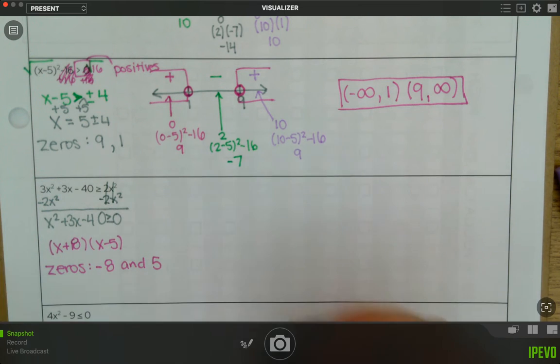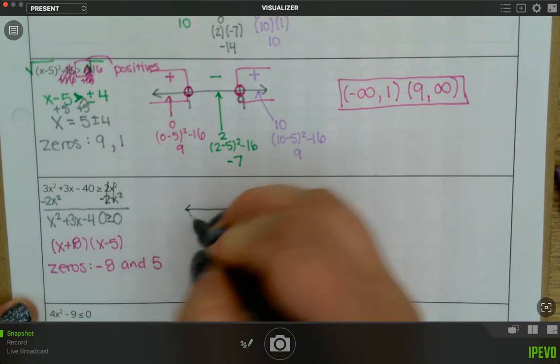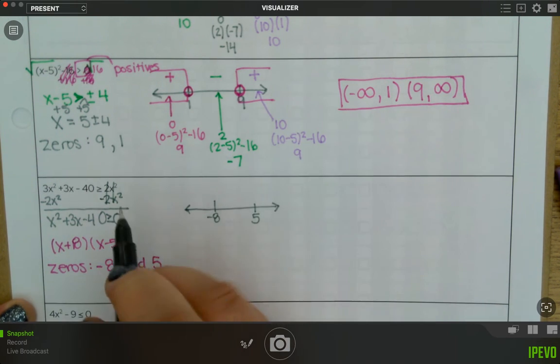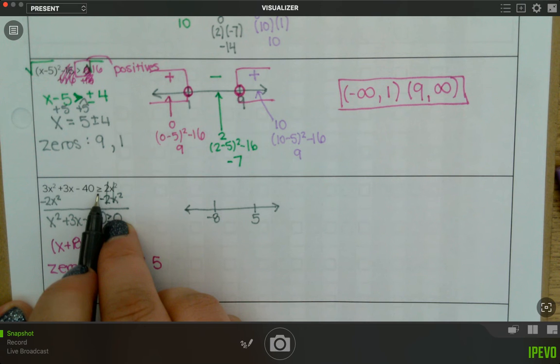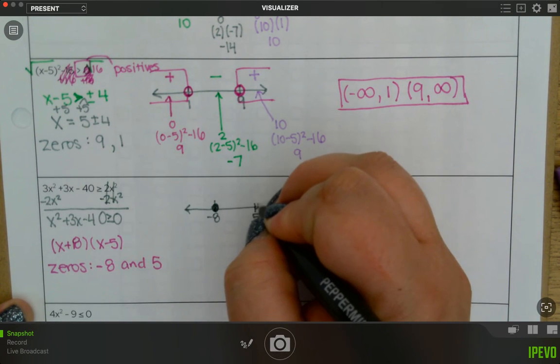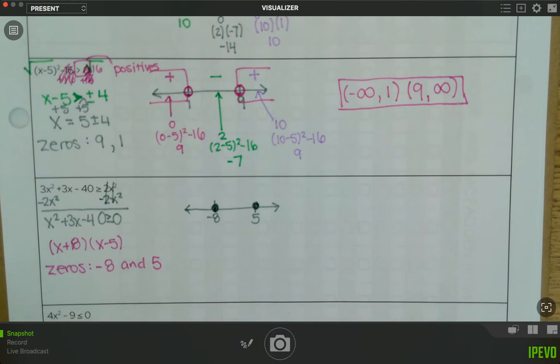We're going to go put those on the number line. And this time, I'm going to use closed circles because it's greater than or equal to. And this one does have a factored form.